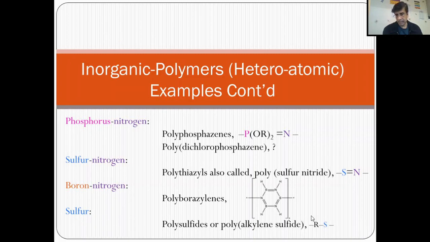Only sulfur in the backbone. So you have the connectivity of the sulfur here and here, and this is called polysulfide. And you can also have polyalkene sulfide. If you have polyalkene sulfide, then in the backbone you have R and S, meaning an alkyl group and S, and that's how this connection takes place.